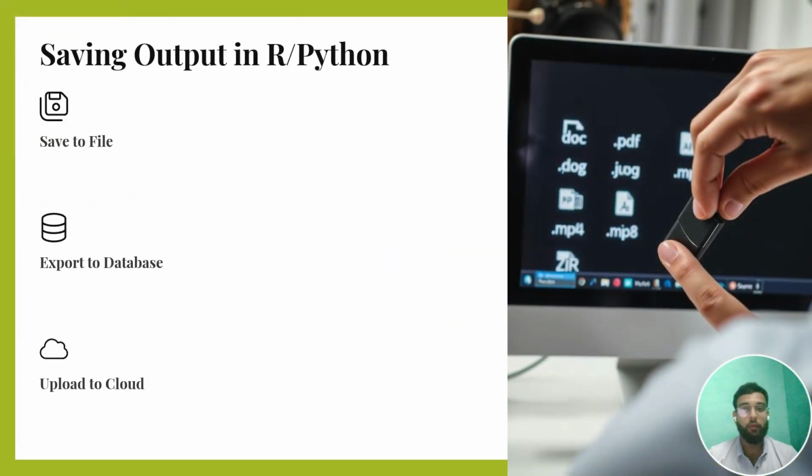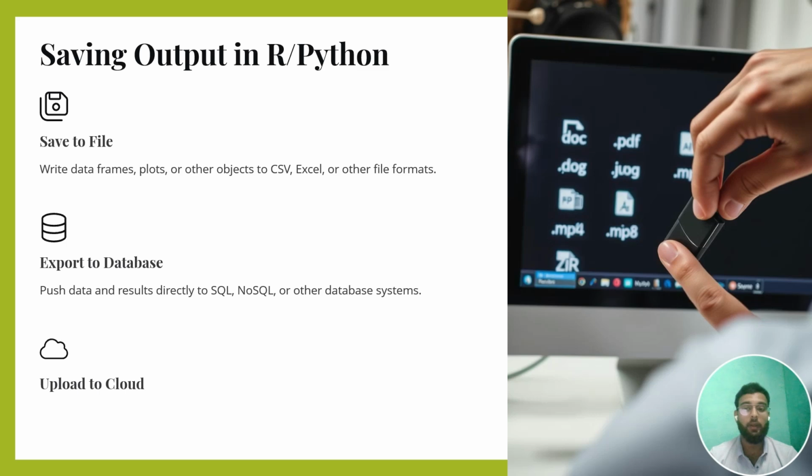Now, how to save an output in R or Python? So first we save to files. In this we write data frames, plots, or other objects to CSV, Excel, or other formats. Now we'll talk about how to export to databases. We'll push data and results directly to SQL, NoSQL or other database systems, so we can retrieve it later and use it in our other files.